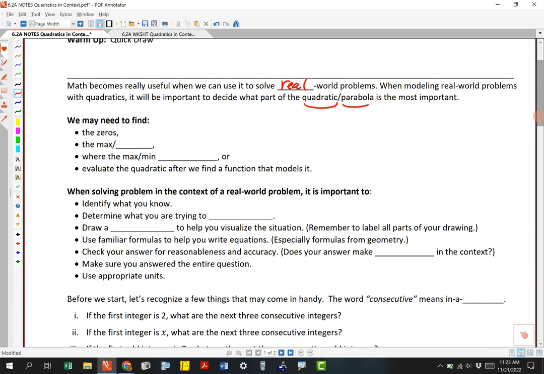Now, when we're solving these, there are lots of different features. When we analyze a quadratic and we look at the graphs, we might be interested in what are the zeros? In other words, what are the x-intercepts, the solutions, the roots or whatever, the max or min. We might be interested in where the max or min occurs. So that would be a question about the x-coordinate or the horizontal coordinate. Okay, so where the max or min occurs. And we might just need to evaluate the function somewhere once we've figured out what it is.